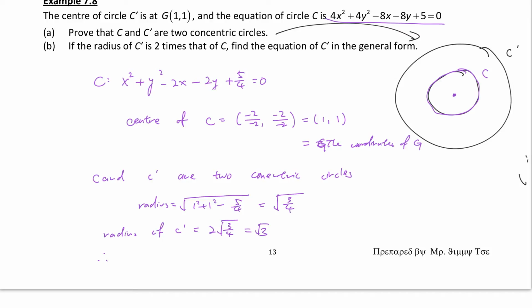So C prime is x minus 1 squared plus y minus 1 squared is equal to 3. Remember, you need to leave your answer in general form, expand it and simplify it. The answer is x squared plus y squared minus 2x minus 2y plus 1 minus 3, which is minus 1, is equal to 0. This is the final answer.